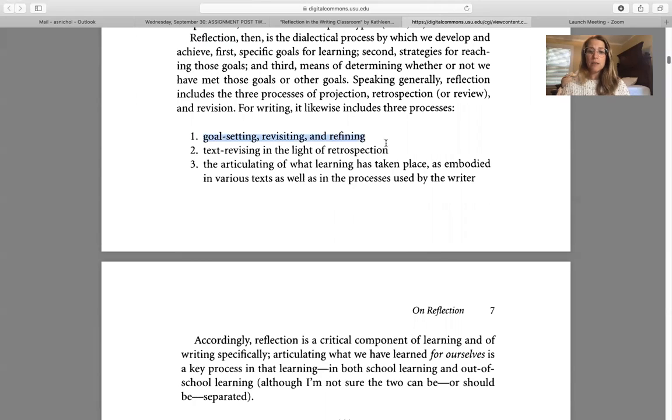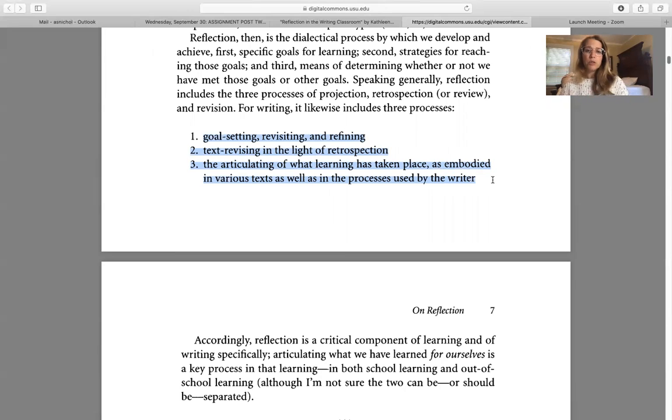So goal setting, revisiting and refining, text revising in the light of retrospection, and the articulating of what learning has taken place as embodied in various texts as well as in the processes used by the writer. So let's talk about a couple of these, like goal setting, revisiting, and refining.